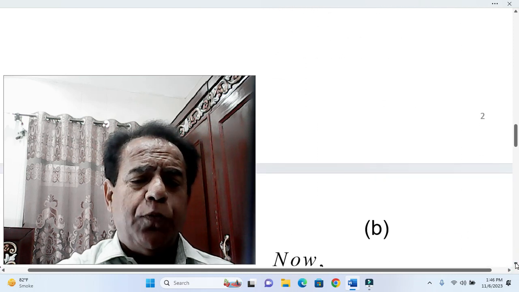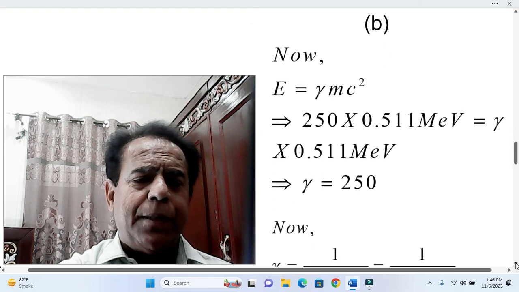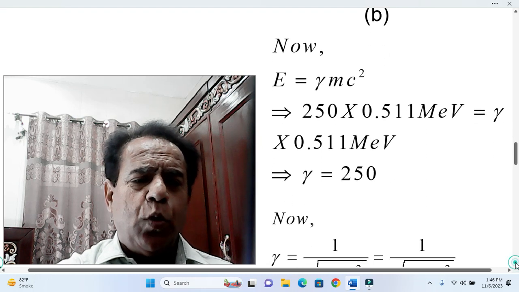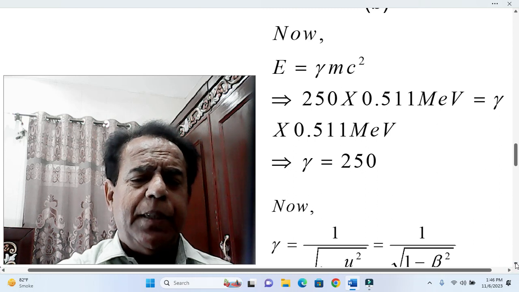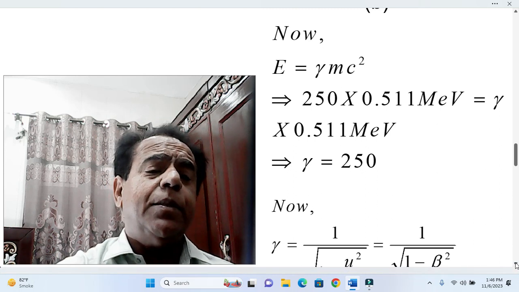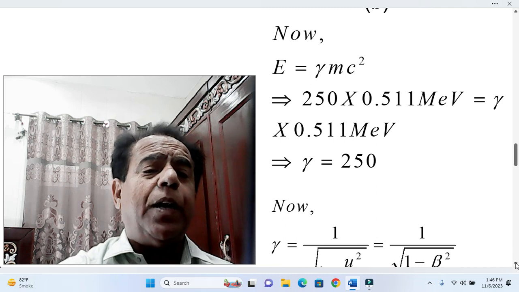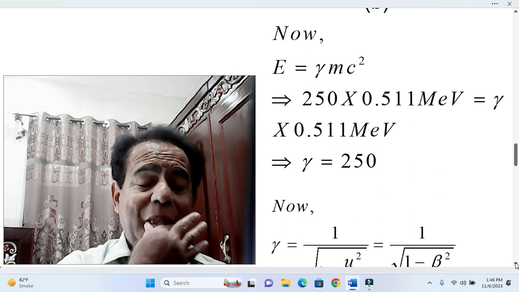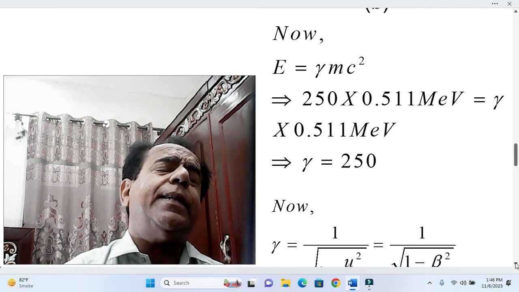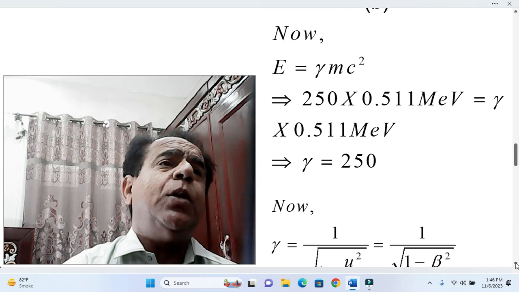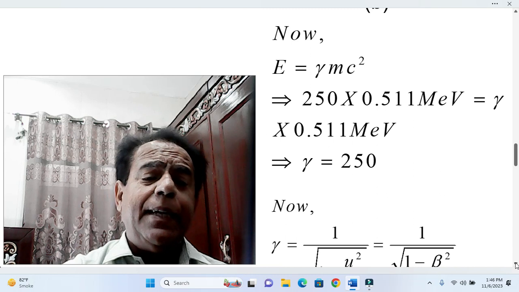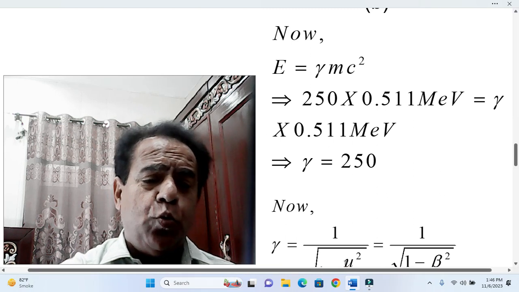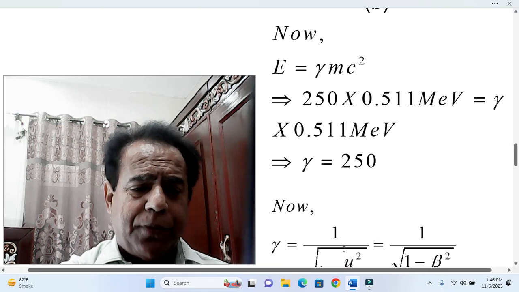Now we move to part B, in which we are going to find out v. For this we will first have to find out gamma, the Lorentz factor. Dear students, there are various expressions for determining the Lorentz factor, but here we cannot use this subsequent expression for the Lorentz factor.